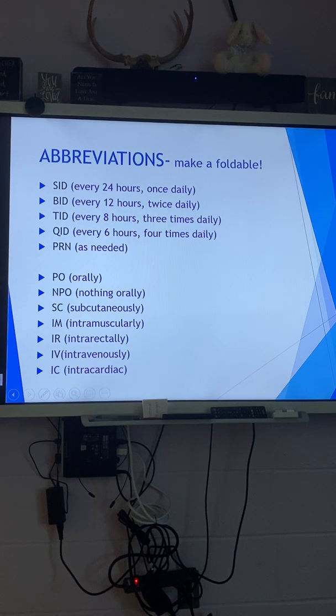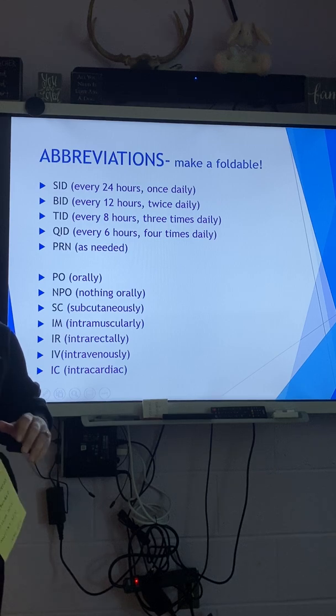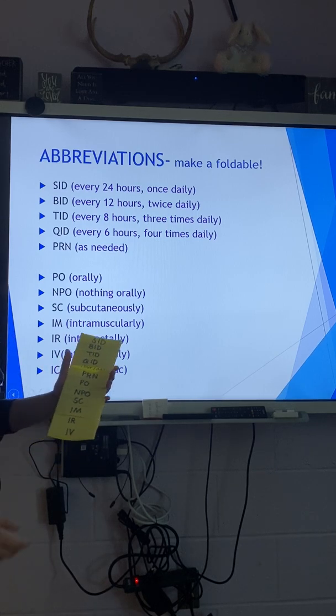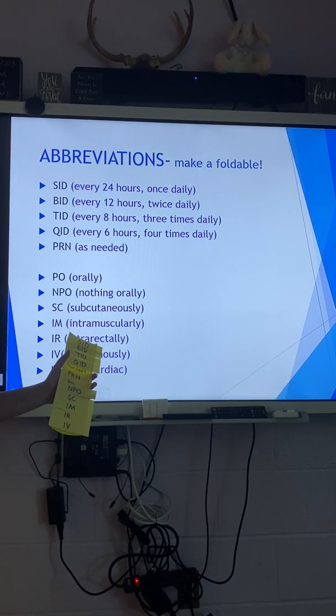Alright, so we are doing more with our pharmacology PowerPoint. And one thing we did was we went over these abbreviations, which most of them are on our common terms sheet. Not all of them, but most of them. So what I want you to do at home, and we just finished doing it here almost, is to make a foldable with this list.